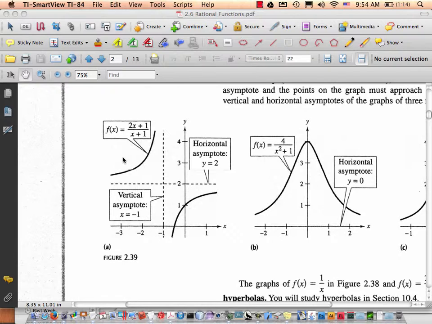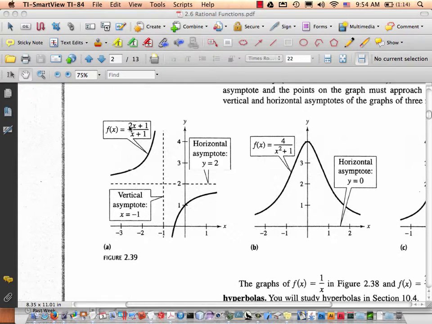Oh, but it's never going to hit 2. It's never going to hit 2. You got it. Man, you nailed that. It's never going to hit 2. Right? Now, can you look at the function and tell me why it's going to be 2? It's because of this 2 right here.